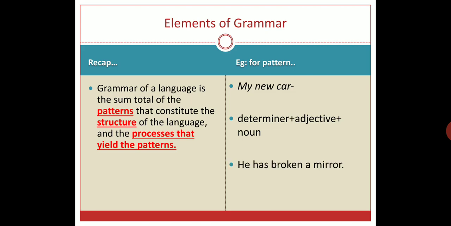As a second sentence, I want you to look at he has broken a mirror. This sentence can be marked with the pattern SVO. As a part of learning grammar, let's understand that this placement of subject, verb and object in a specific order is a process. The agreement between the subject he and the verb has broken is also a process. These processes are stated in the form of rules in grammar.